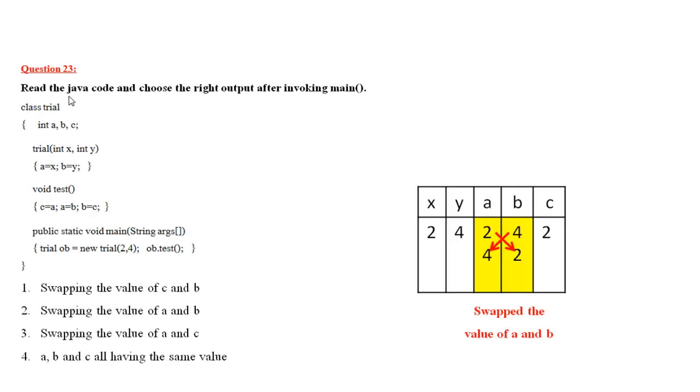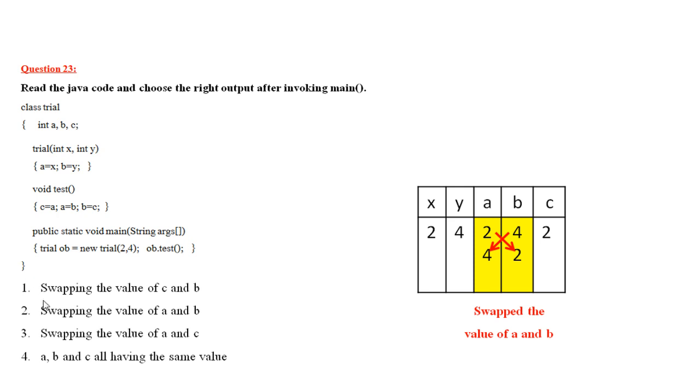This is question number 23. This question is a little different. Here you have to read the Java code and choose the right output after invoking the main method. So the code is given, you have to invoke the main method, and the options are also given here.